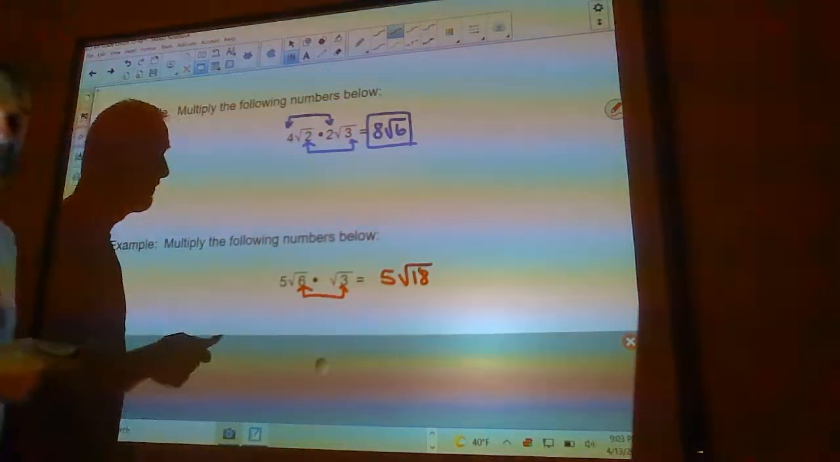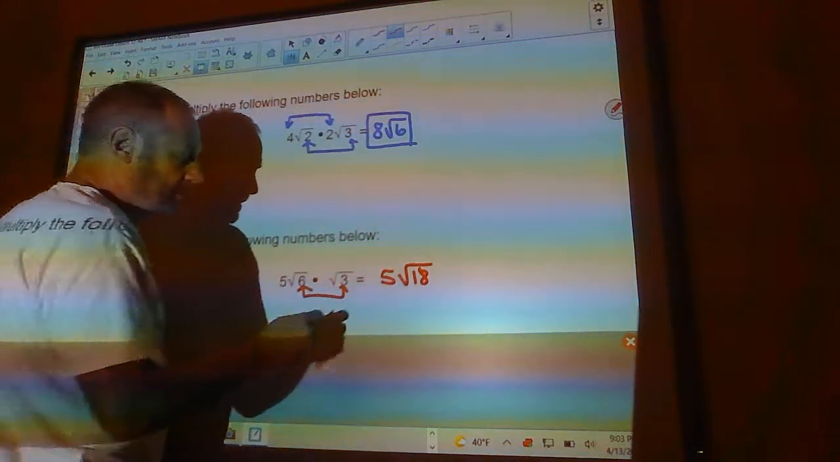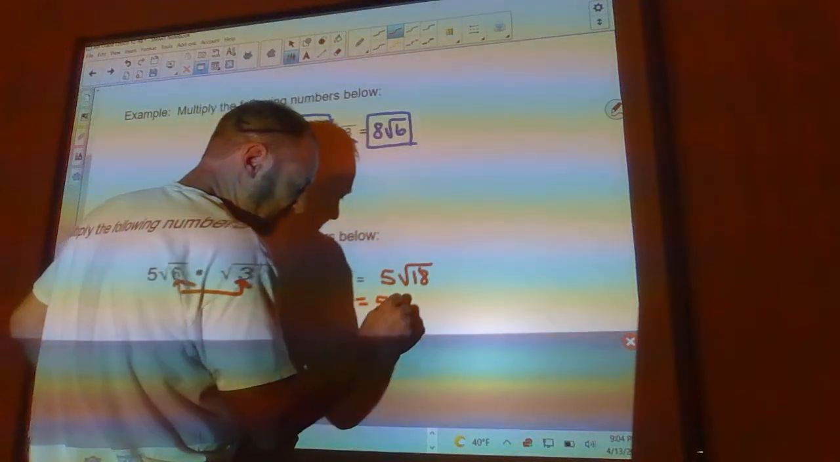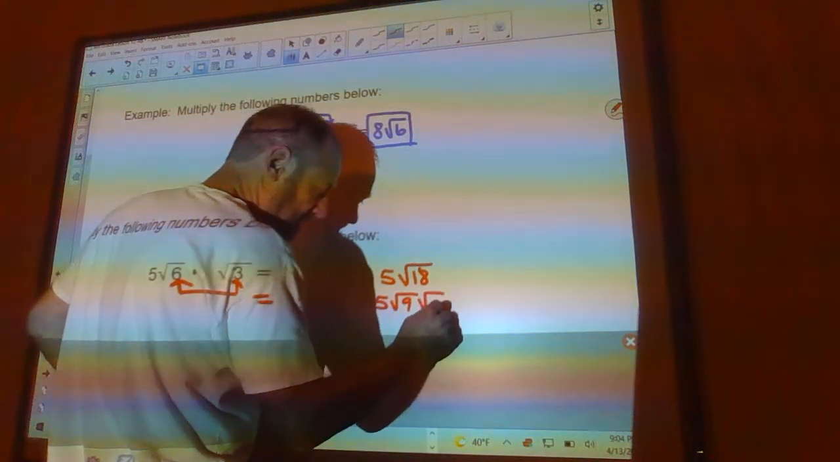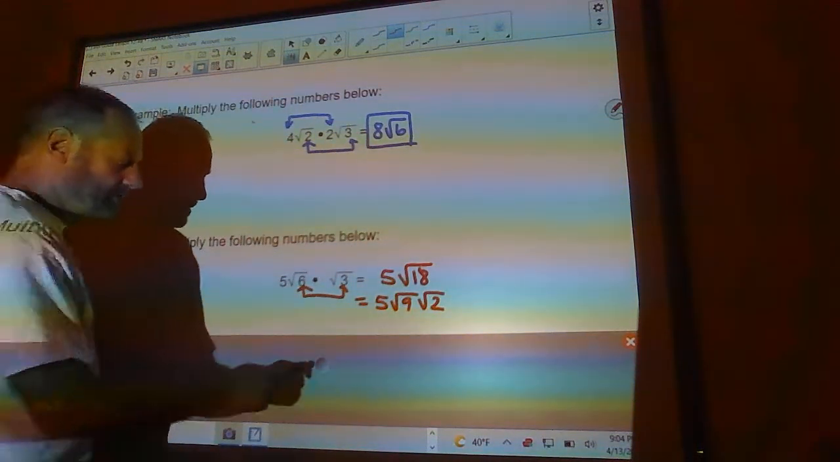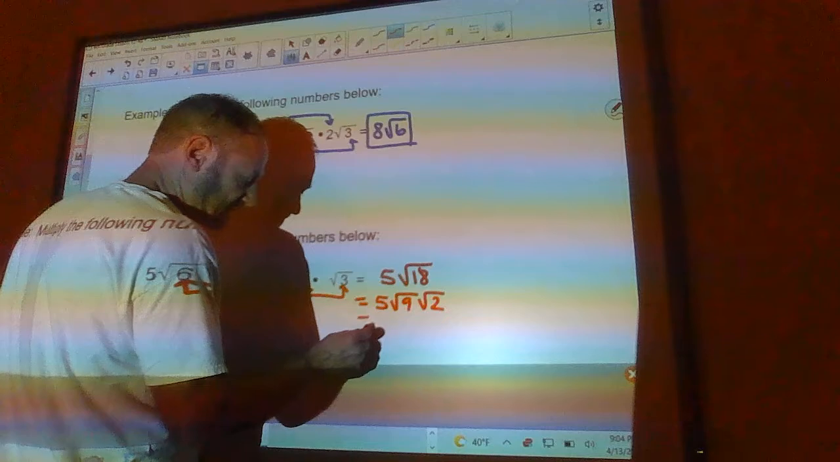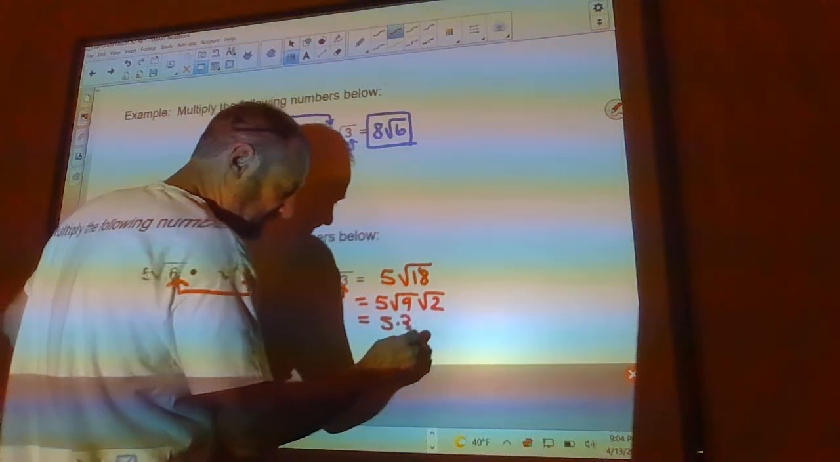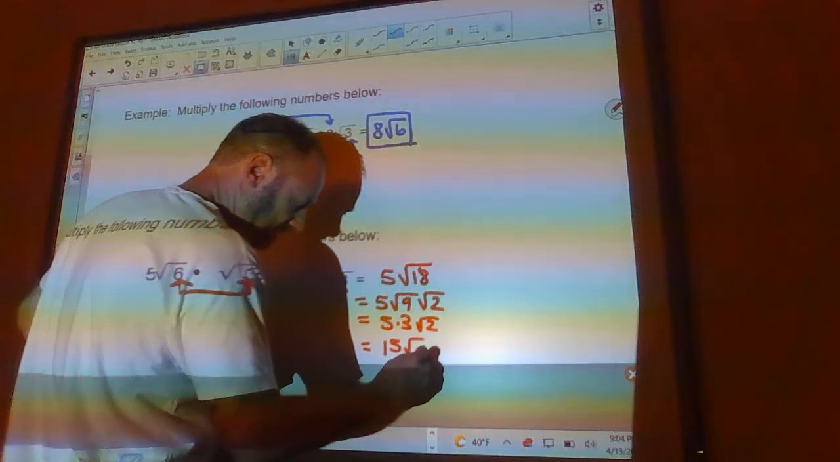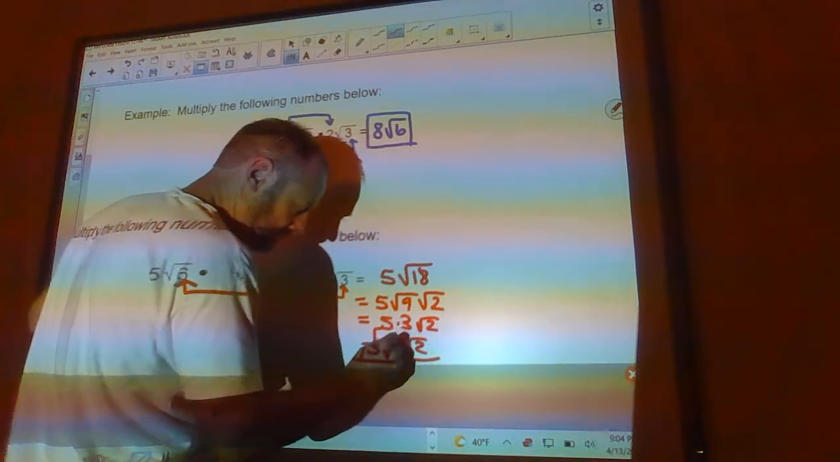Now here's the thing. Square root of 18 is not simplified. So the perfect square that will go into 18 would be 9. So this would be 5 times the square root of 9 times the square root of 2. And the square root of 9 is 3, so this is 5 times 3 times the square root of 2, which would be 15 square roots of 2.